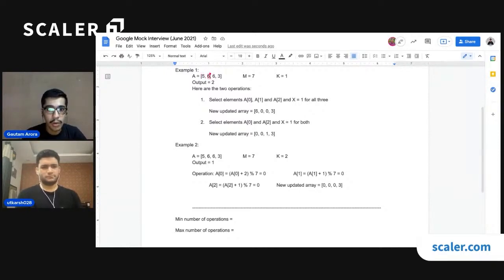Now basically all zeros is also a sorted array, right? So I can make each and every element 0. Yes, nice. So the first array element requires 2 operations, the second element requires 1 operation, this 6 again 1, so 4 in total, and this 3 again requires more.